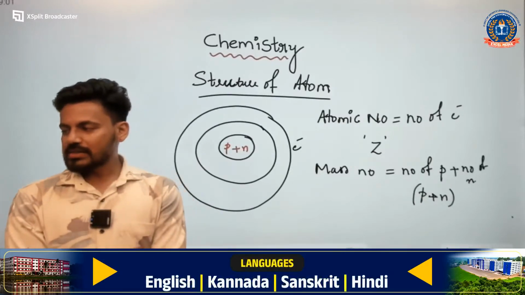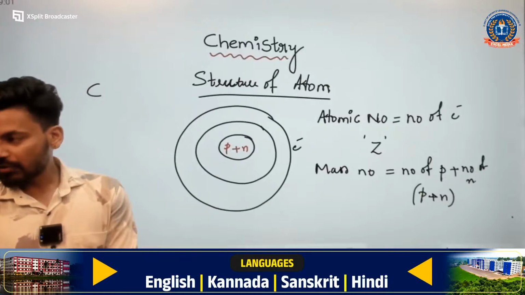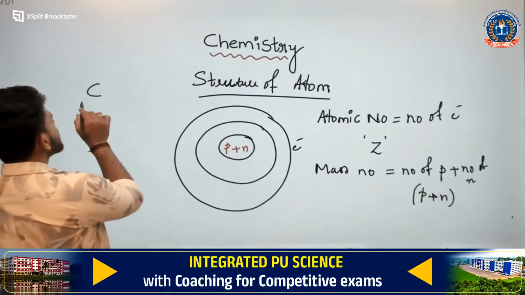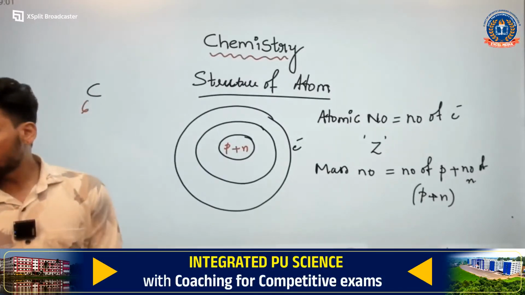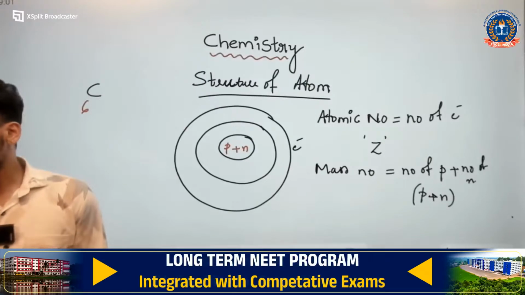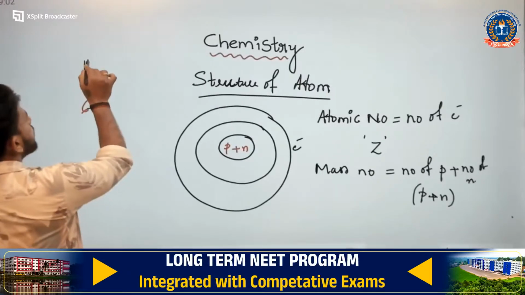So, yes. Atomic number of carbon. What is the atomic number? It is nothing but 6. And what about the mass number? Yes, what is the mass number? Exactly correct. It is nothing but 12.